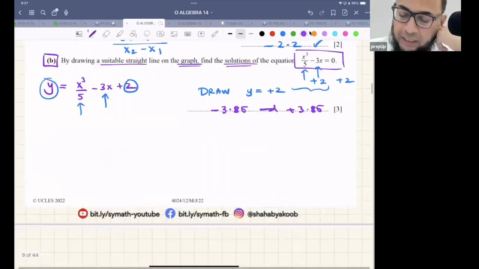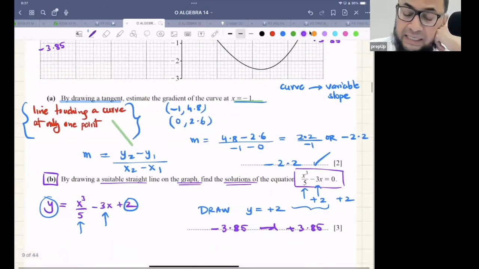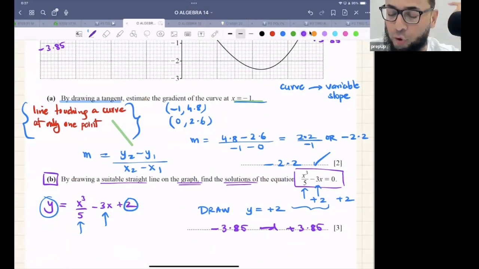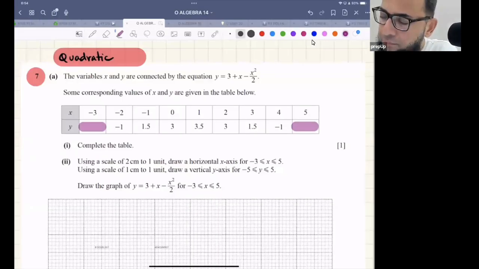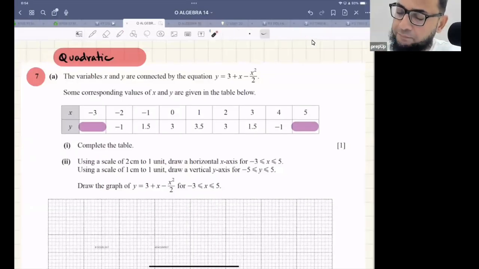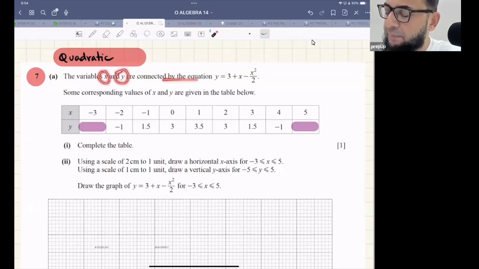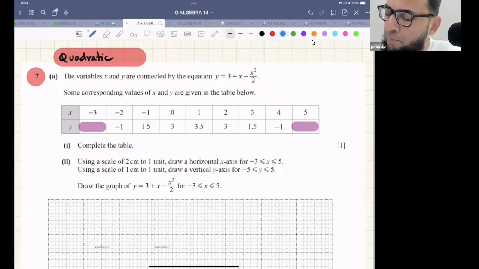So what have we learned over here? We have learned by drawing a tangent. What do we mean by tangent? We have talked about drawing a suitable straight line on the graph to find the solution of this equation. That is the knowledge that we have applied over here, and that is how we used it. So now let's look at this question. It's a quadratic type graph. The variables x and y are connected by this equation. There is a constant, there is an x, there is an x square. Yes, it's quadratic. So keep in mind, you might see some symmetry over here. You should.